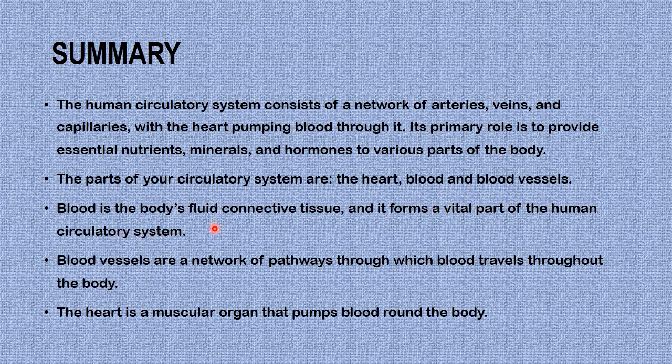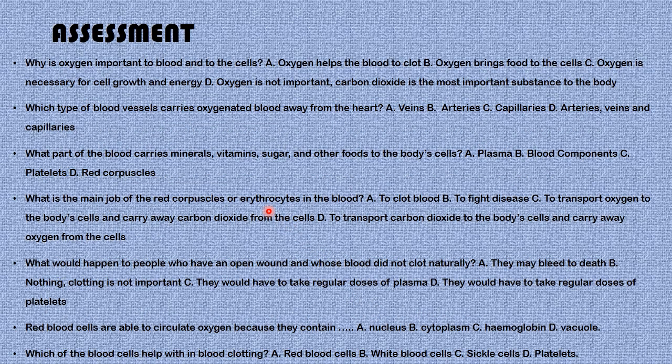Now, blood is the body's fluid connective tissue, and it forms a vital part of the human circulatory system. The blood vessels are a network of pathways through which blood travels throughout the body. The heart is a muscular organ that pumps blood round. Now, with this, we have come to the end of our lesson for today.